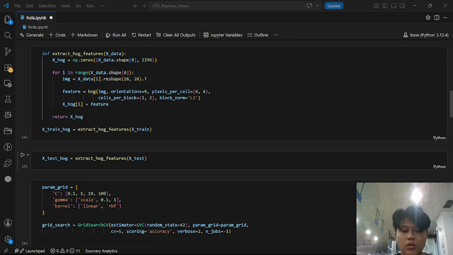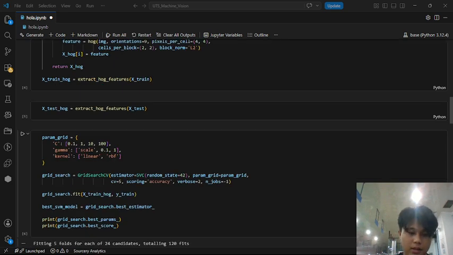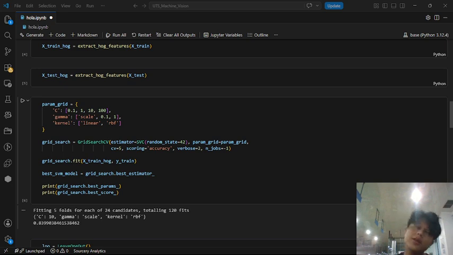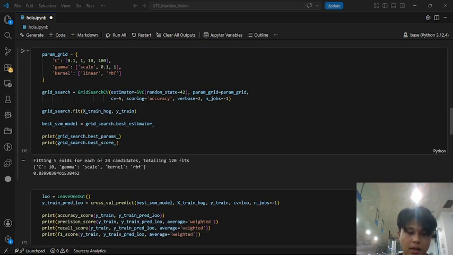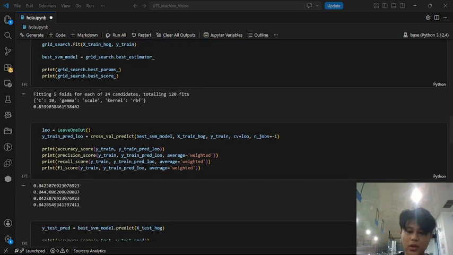For the SVM parameters, to find the best weights, I executed the GridSearchCV algorithm, which automatically tests combinations of regularization C, gamma, and kernel. Based on the computational search, the optimal parameters selected are C equals 10, gamma scale, and kernel RBF. The RBF kernel was chosen because of its excellent ability to handle highly complex and non-linear image vector distributions.